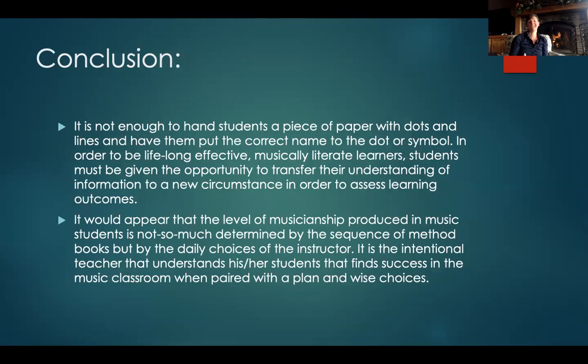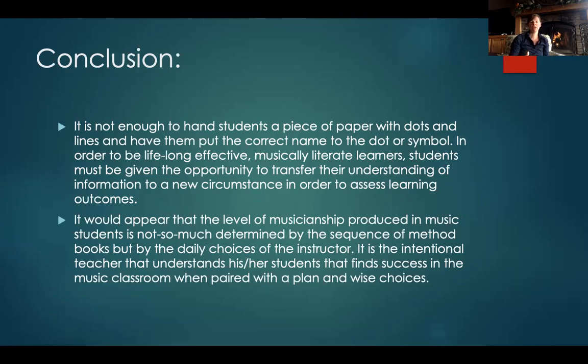So in conclusion, it is not enough to hand students a piece of paper with dots and lines and have them put the correct name to the dot or symbol. In order to be lifelong, effective, musically literate learners, students must be given the opportunity to transfer their understanding of information to a new circumstance in order to assess learning outcomes. That word assess is thrown around a lot in education. You have to find a way to assess this long-term, through the transfer of information and skill to new circumstances.